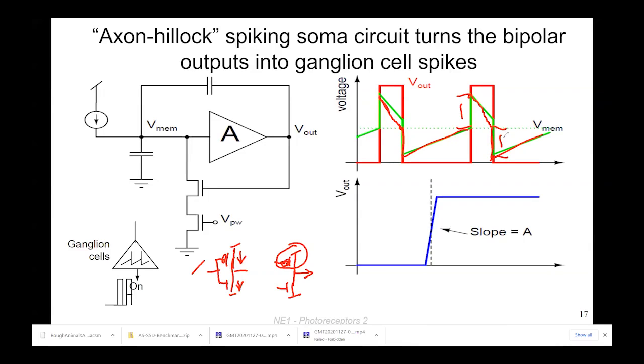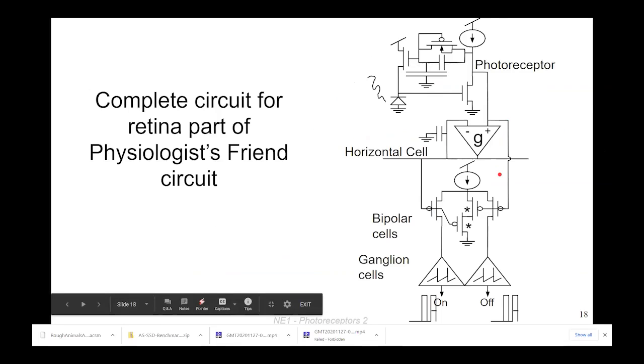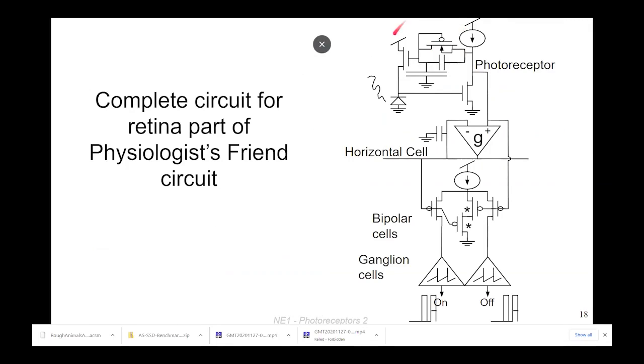Any questions about that? Okay, so anyway, here's your spiking neuron. Once you have that spiking neuron, you have the whole circuit, and here's what it looks like. You have a photoreceptor at the top. Its output is going into a transconductance amplifier.